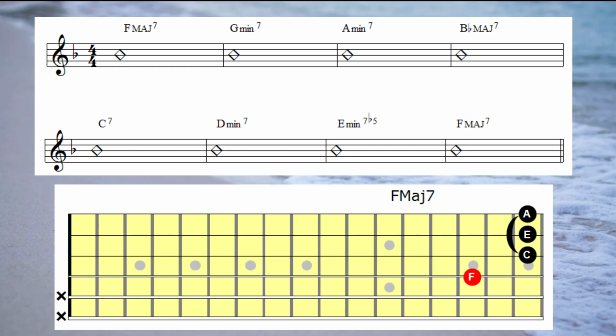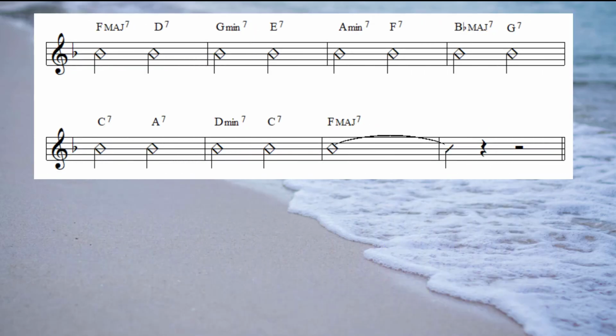Now here's the same scale, only this time I'm including the secondary dominants. You'll notice a little arrow showing the secondary dominant moving to its target chord. Remember, we're not playing the diminished chord.